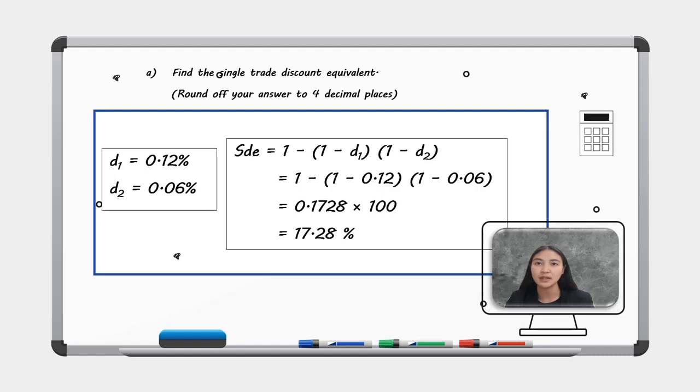minus D1 close the bracket open the another bracket 1 minus D2 close bracket equal to 1 minus open bracket 1 minus 0.12 close the bracket open bracket 1 minus 0.06 close the bracket equal to 0.1728 multiplied by 100. The answer is 17.2x%.